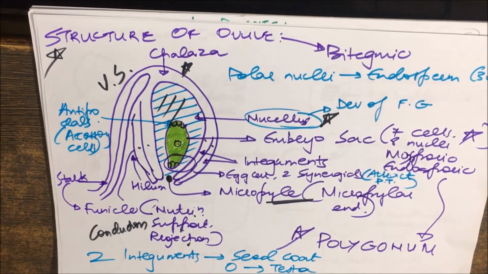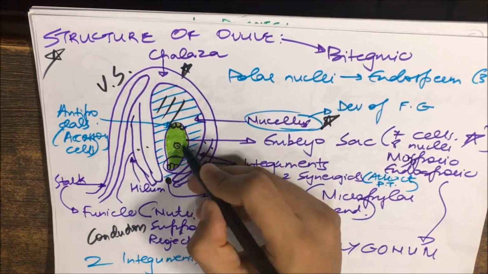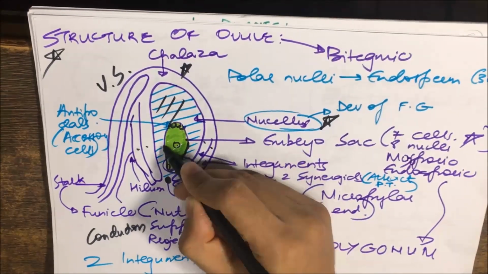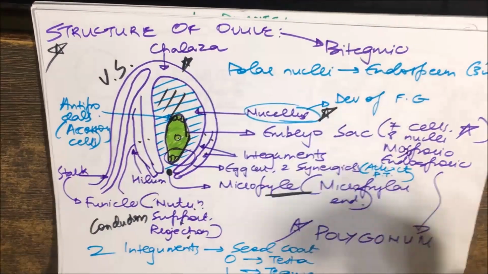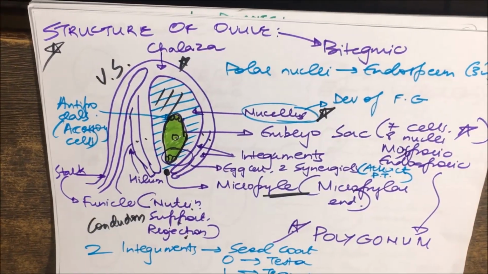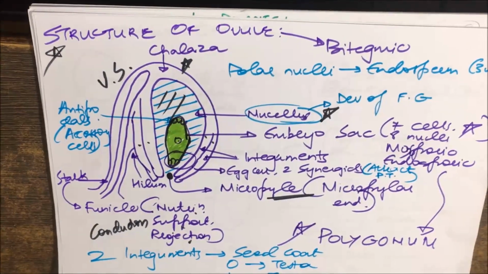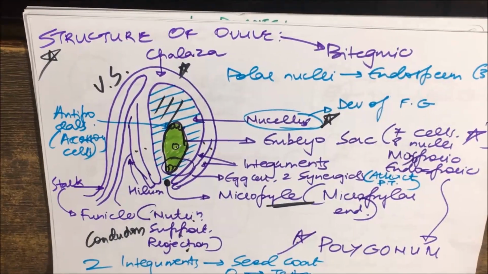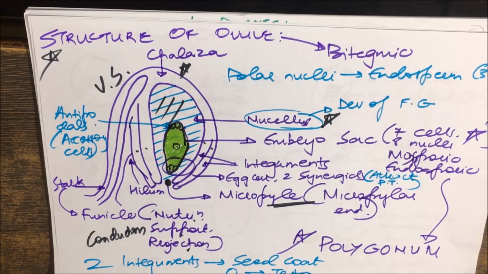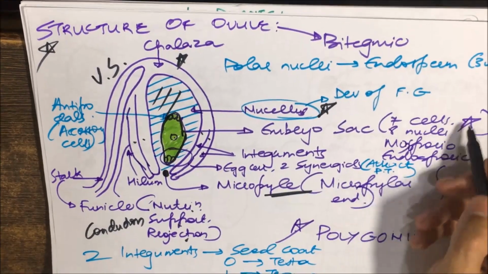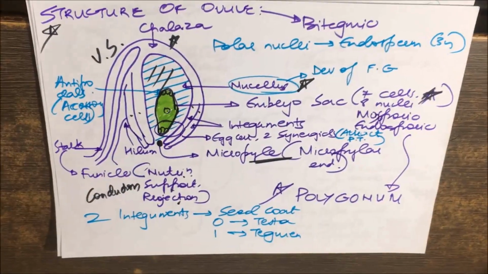Then we have the embryo sac. In a mature ovule, the nucellus shows the presence of an oval-shaped haploid structure at the micropylar end, which is called the embryo sac or the female gametophyte. It consists of 7 cells and 8 nuclei. I repeat, 7 cells and 8 nuclei.